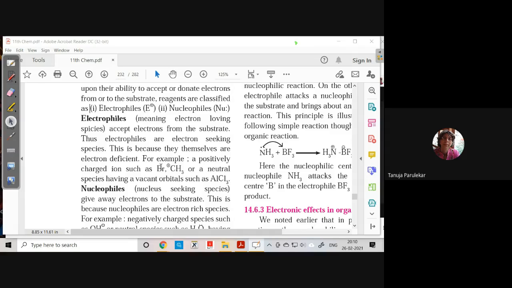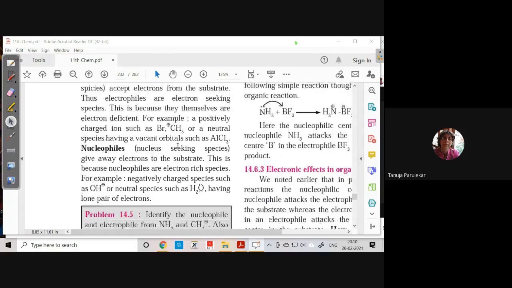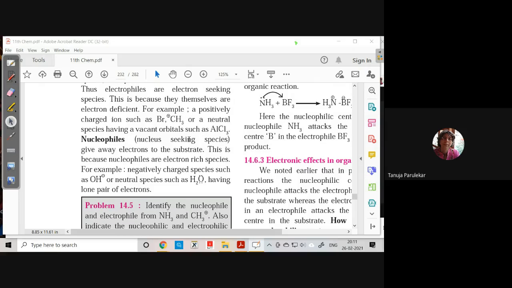For example, a positively charged ion such as Br, I think this is there, positively charged ion Br, but they should have given a better example. Okay, or CH3, or a neutral species having, this actually is a neutral species, but it can accept electrons because it has got vacant orbitals. Now coming to vacant orbitals, म्हणजे त्याच्यामध्ये थोडं पुढे, it has some orbitals which can readily accept electrons. Though it does not have any positive charge, it readily accepts the electron, so therefore it is an electrophile. Nucleophile is nucleus seeking species, give away electrons to the substrate.